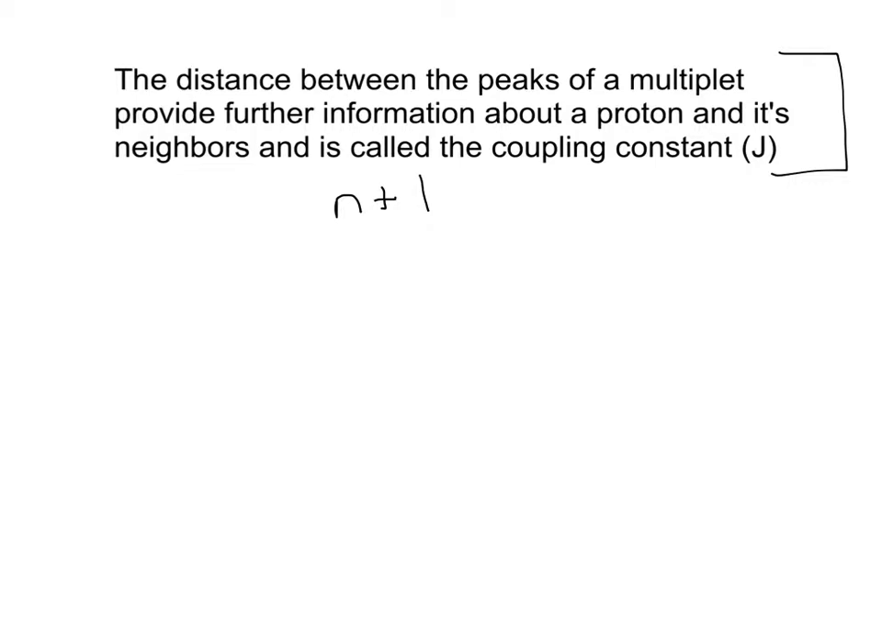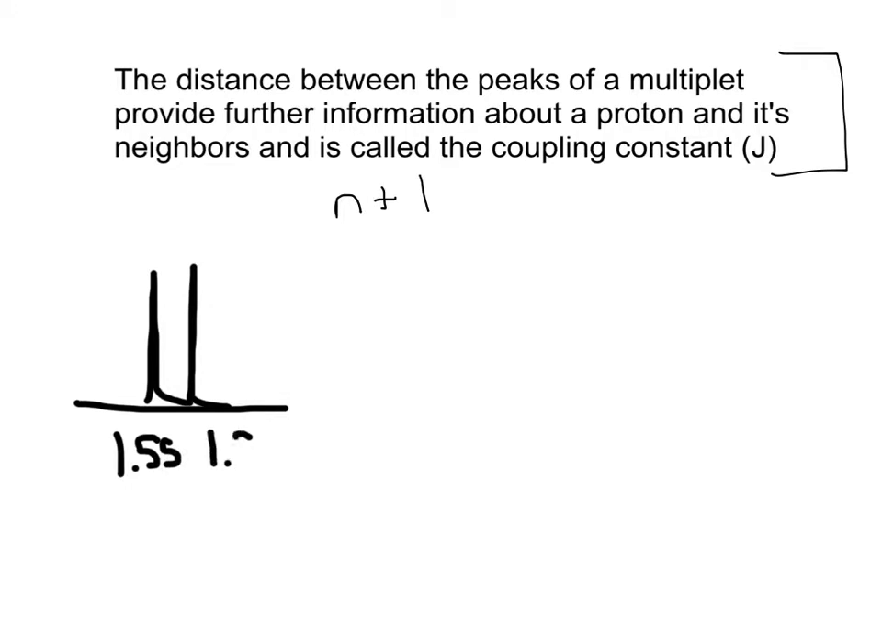So if we take an example, let's say we have a doublet associated with a proton, and let's say the peaks come out at 1.55 and 1.50. The distance between those two peaks, as you can see, is 0.05 ppm. What we can do is take that distance and multiply it by the magnet strength. Every different magnet has a different magnet strength.